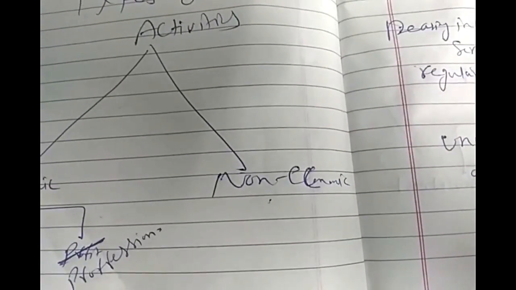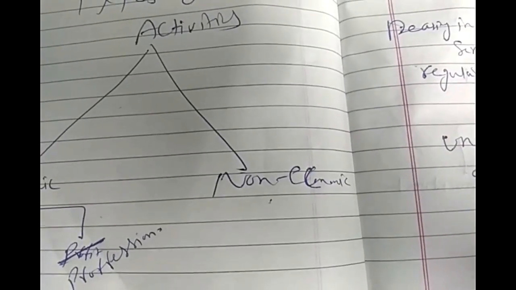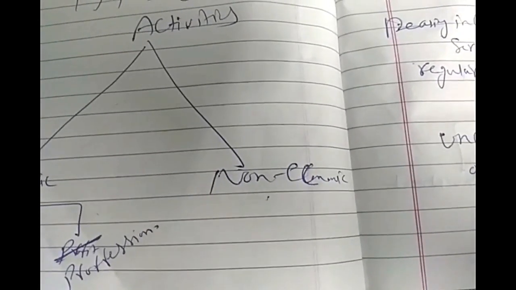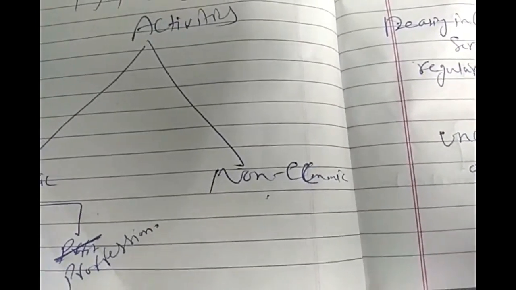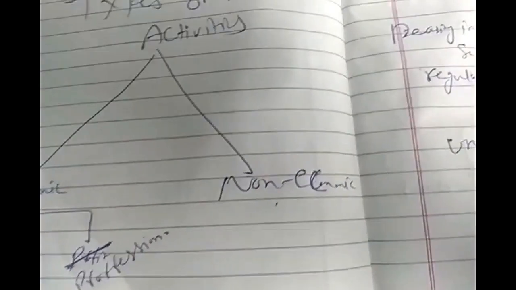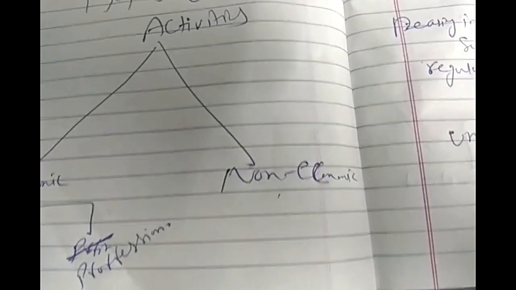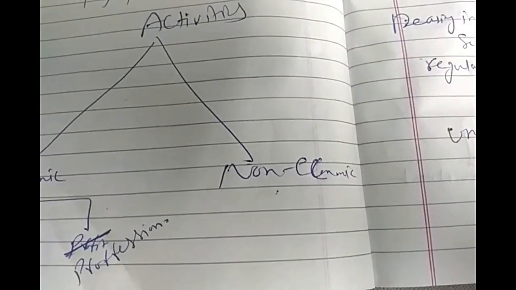Next, non-economic activities. Non-economic activities are those activities that are carried out by the individual for personal and psychological satisfaction. When any activity is performed, or any service is rendered by the individual to someone, for their psychological and personal satisfaction, that is considered a non-economic activity. For example, going to a temple, gurdwara, mosque, or church is a part of non-economic activities.